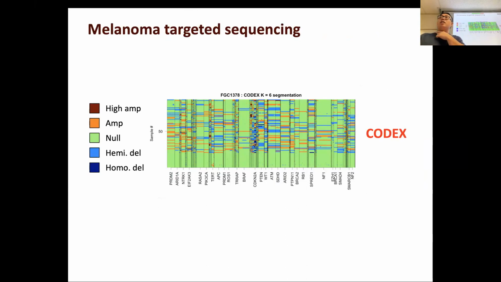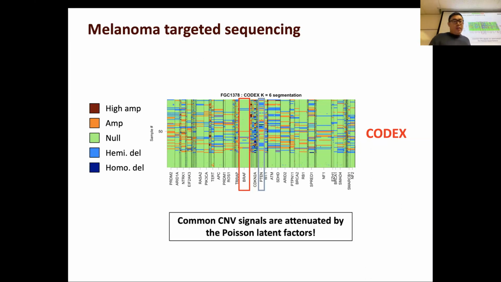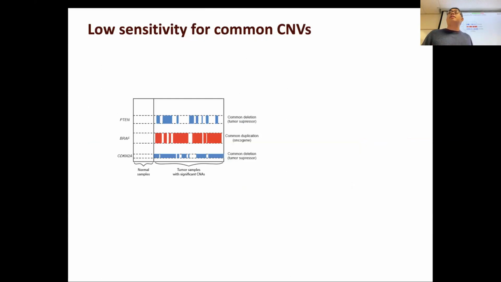So we talked to the oncologist, and obviously we're missing a lot of recurrent duplications and deletions. For example, BRAF is an oncogene that is expected to be duplicated in most of the cancer genomic samples. We don't see it. Similarly, PTEN is a protective gene for cancer evolution, and we don't see its deletion. So it turns out that the common CNV signals are attenuated by the latent factors. Basically the latent factors not only capture the artifacts, but also capture the common CNV signals.